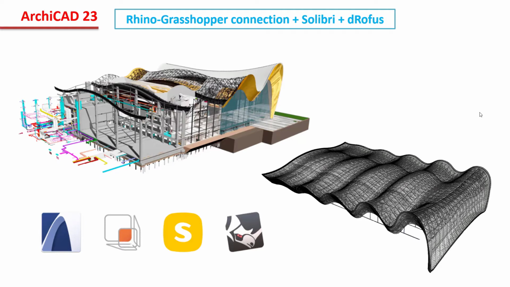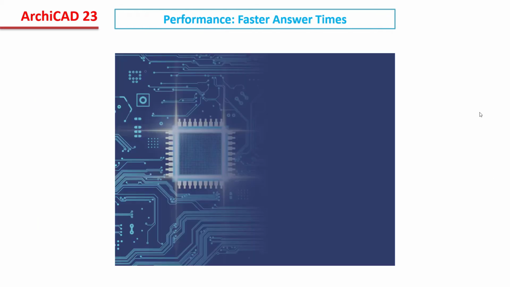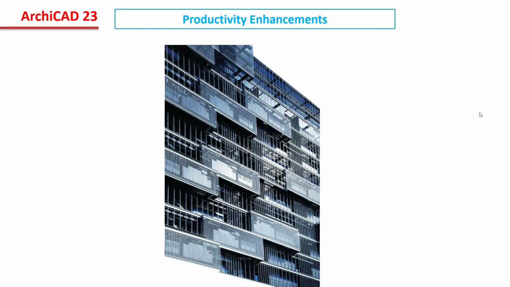Beyond the Rhino and Grasshopper connection, Archicad makes connection with Solibri and dRofus. Archicad 23 has considerable performance enhancements, increasing the response times, including a faster opening of big files in BIMx. And last but not least, the productivity enhancements, including an even better curtain wall tool.